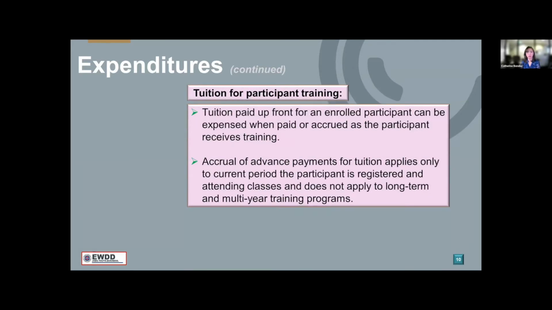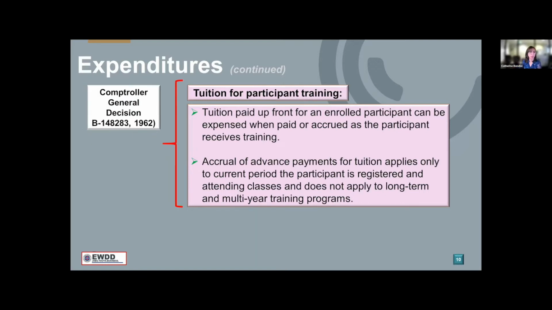For those involved in serving participants, there is a rule where as long as the participant has been enrolled, even if the participant has not taken the class, if you were required to pay for the tuition up front, enrolled, and then they say, okay, but you have to pay 50% of the tuition or 100%, but yet the training has not been received. In Department of Labor grants, you can actually report that as an expenditure already.